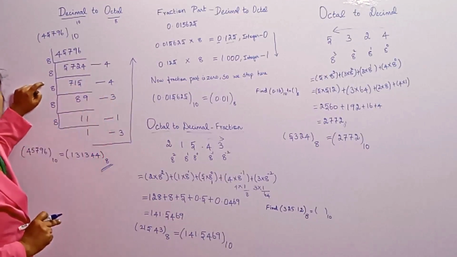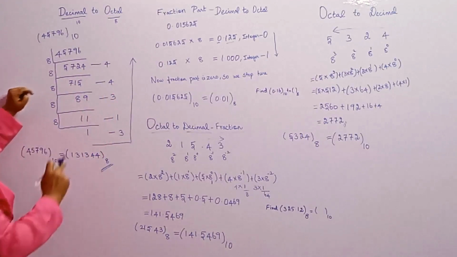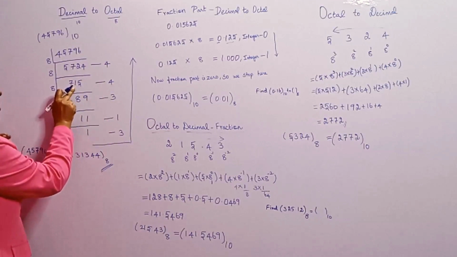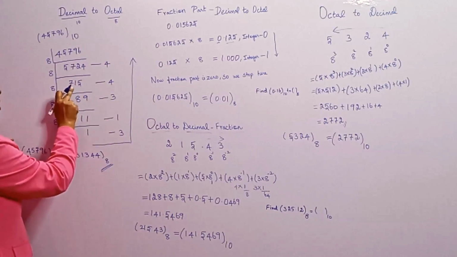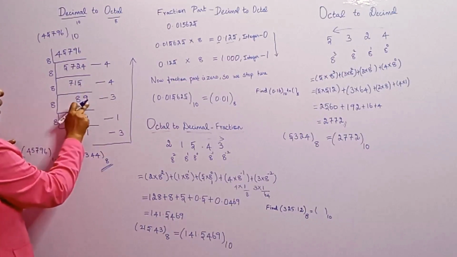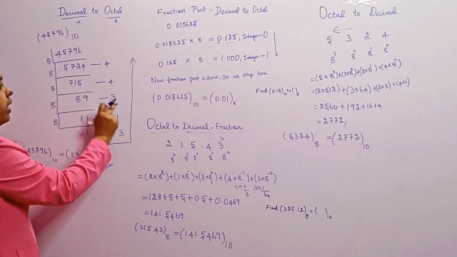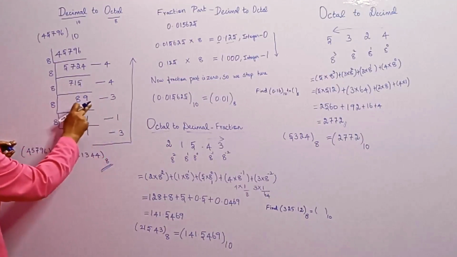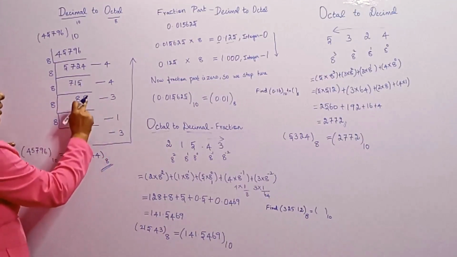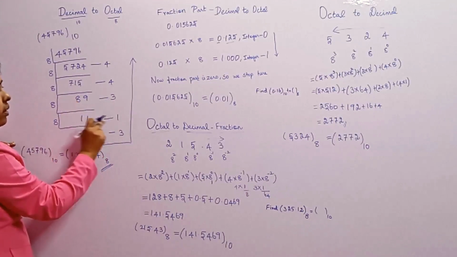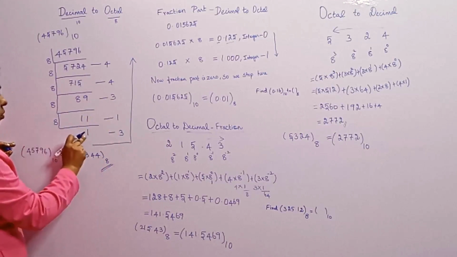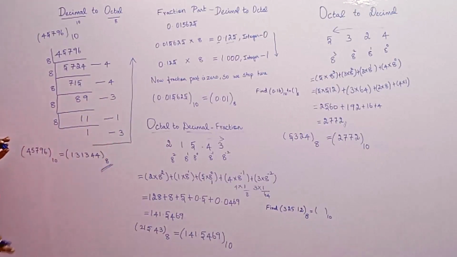And then 715 we divide by 8. 8 8s are 64, remainder 7, in 71. Then 75 we have arrived at. When 75 is divided by 8, 9 8s are 72, remainder 3. And then 89 divided by 8: 1 8 is 8, again in 9, 1 8 is 8, remainder 1. Then 11 divided by 8: 1 time 8, and the remainder is 3.